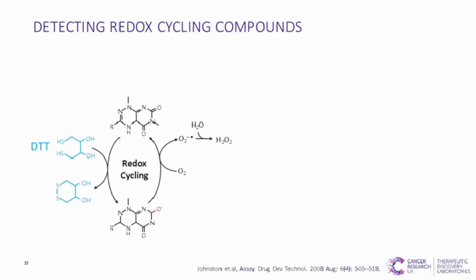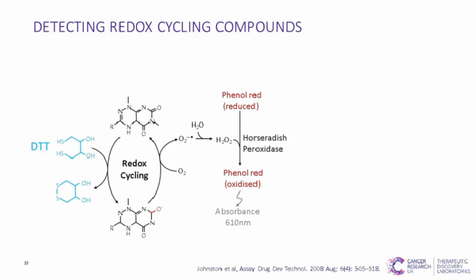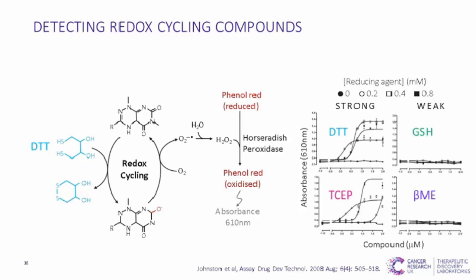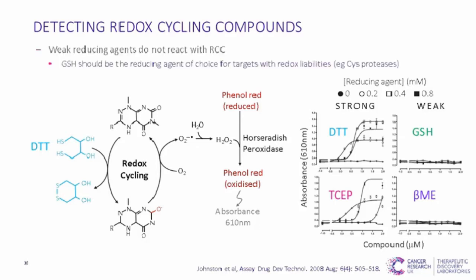An assay is well described in the literature to measure the production of hydrogen peroxide caused by the reaction of redox cycling compounds with reducing agents. This assay relies on the oxidation of phenol red by hydrogen peroxide and gives an absorbance readout. This article in the literature describes how the strong reducing agents DTT and TCEP lead to the generation of significant concentrations of hydrogen peroxide, whereas the weak reducing agents glutathione and beta-mercaptoethanol do not. For this reason, glutathione is preferred when working with targets with redox liabilities, as beta-mercaptoethanol is unpleasant to work with.